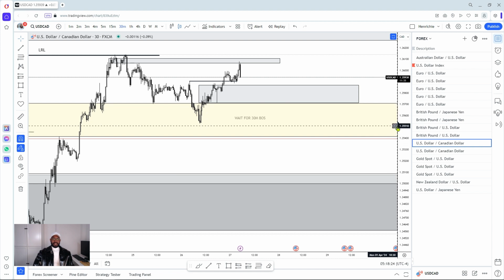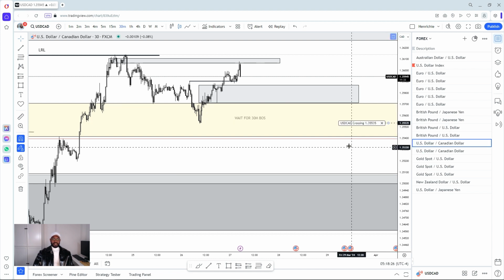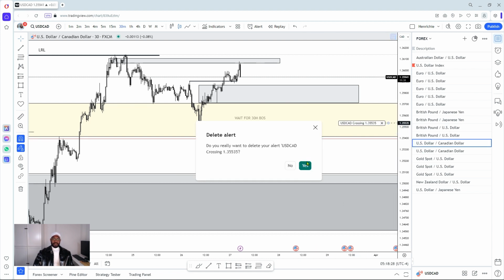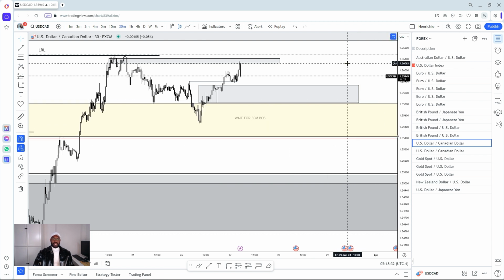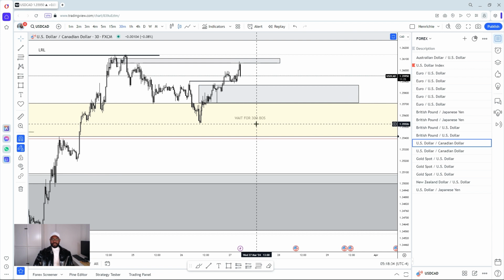But personally, for me to engage in USD CAD, I want to see price mitigate this red line. If I do see that happen, then I'll be looking for buys on USD CAD.